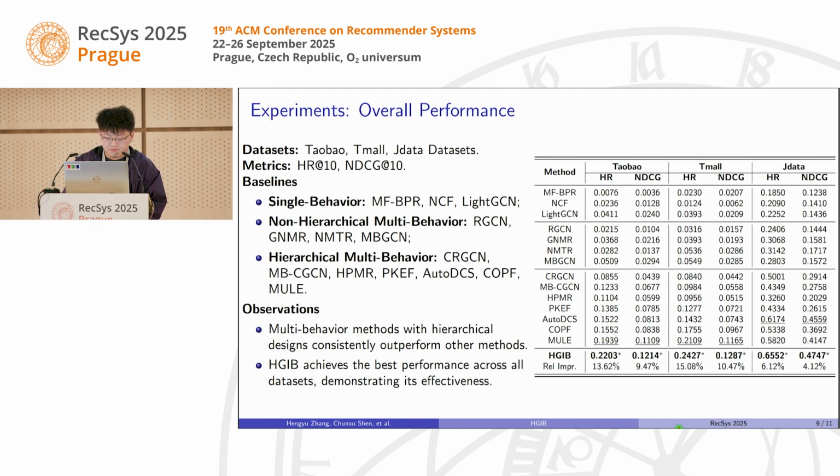Now, we conduct extensive experiments on three public datasets. And according to the experiment results, we have the following observations. The multi-behavior methods with hierarchical design consistently outperform the other methods. And moreover, HGIB achieves the best performance across all the datasets, demonstrating its effectiveness.